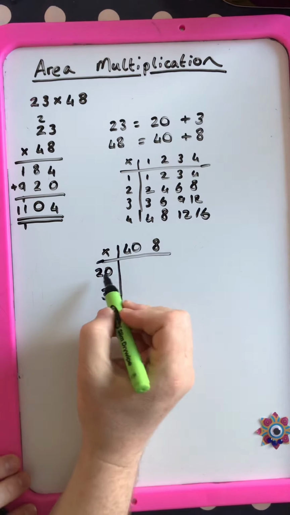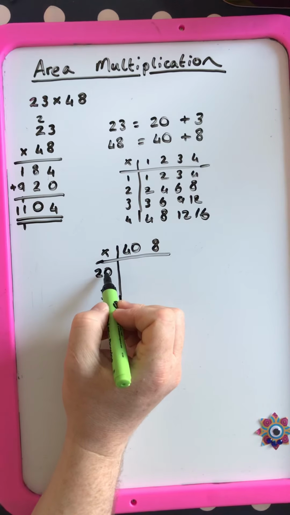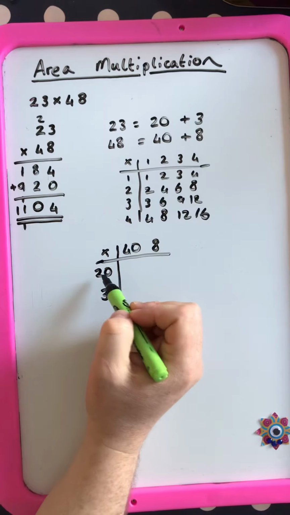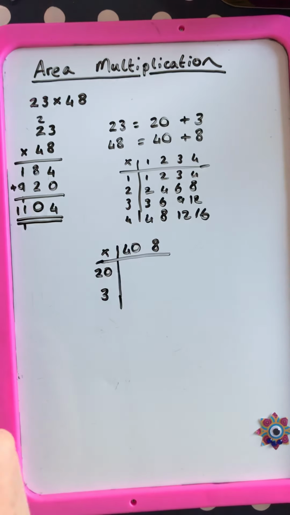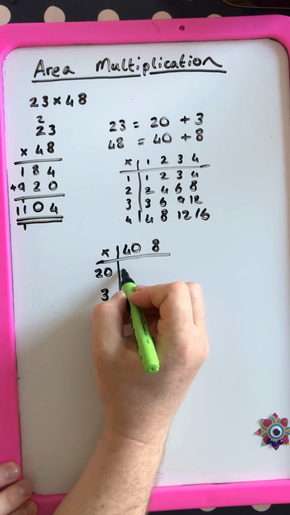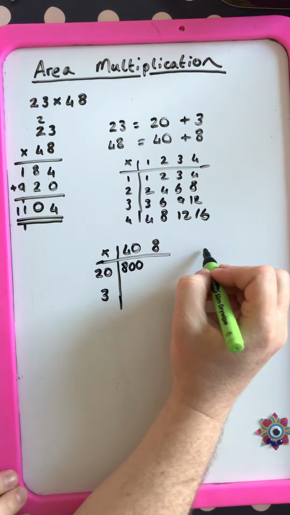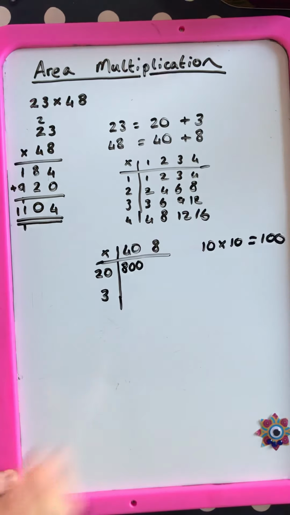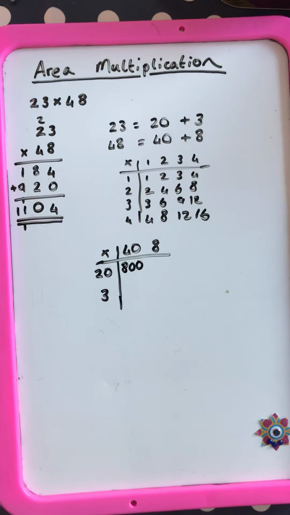Okay, so when we are multiplying this, right, we are multiplying 20 by 40. Okay, so we are multiplying tens by tens to get hundreds. Okay, so we've got 800, right? In the same way, 10 by 10 is 100, so tens by tens is hundreds.